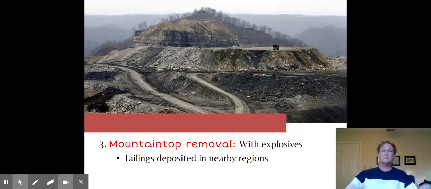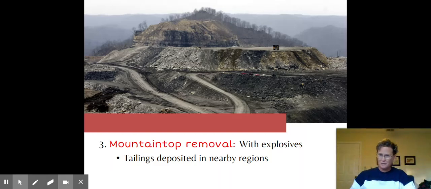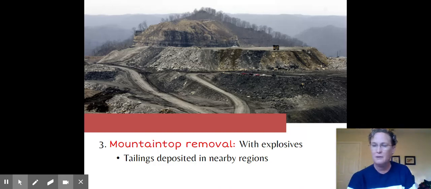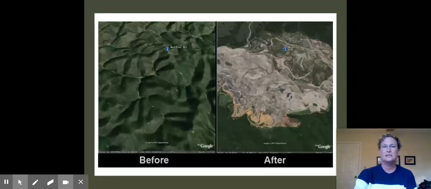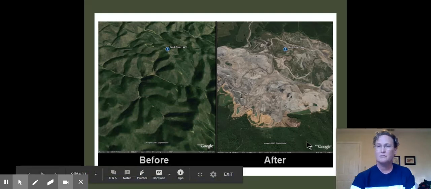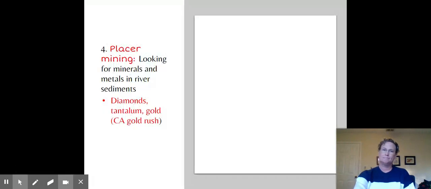Mountaintop removal. So basically they explode the whole mountaintop off so they can get to everything underneath. Talk about environmental damage, right? So mountaintop removal is done with explosives. The tailings are deposited in other regions because the whole mountaintop's exploded, so it has to go places. And so, you have a whole mountain here, and then you explode that mountain and get rid of all of it. And so incredible environmental damage with mountaintop removal.